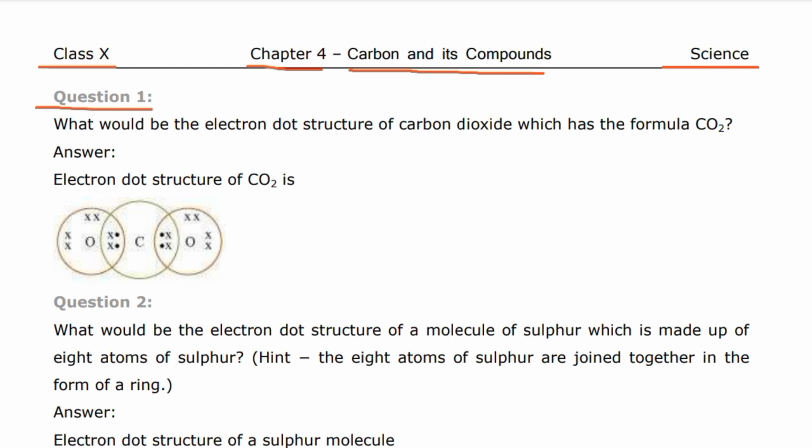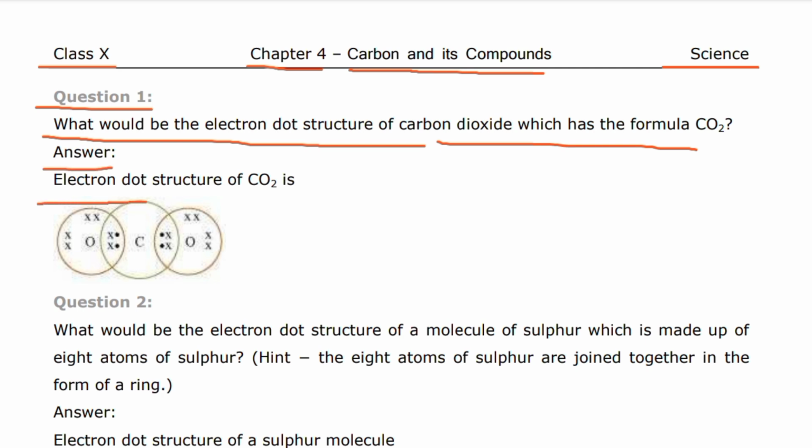Question 1. What would be the electron dot structure of carbon dioxide which has the formula CO2? Answer. Electron dot structure of CO2 is oxygen, carbon, oxygen. This is the dot structure of carbon dioxide.